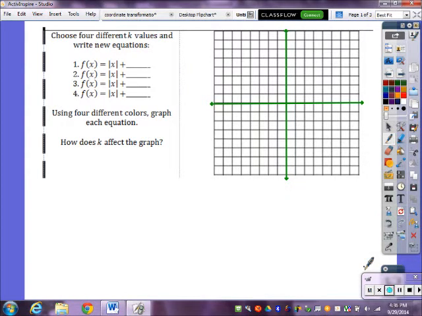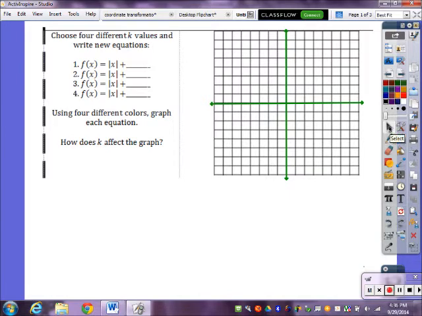Hello, this is Mrs. Taylor, and I'm going to walk you through how to complete this activity so you can discover the transformations of an absolute value graph. So in the first section, we have 4 different functions. The directions say choose 4 different k values and write new equations.